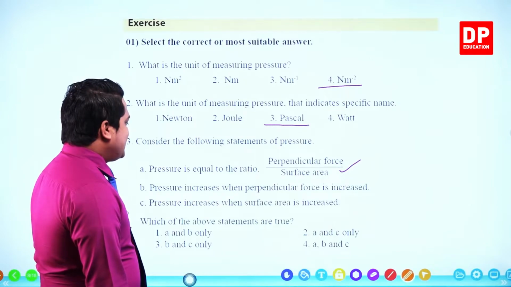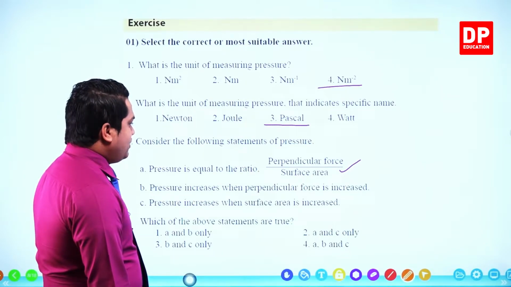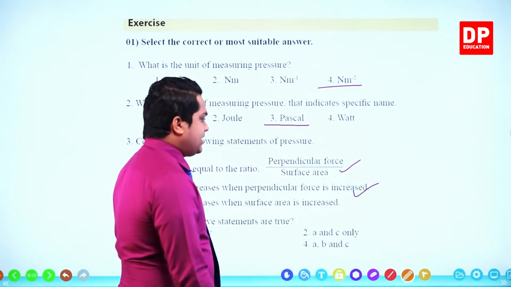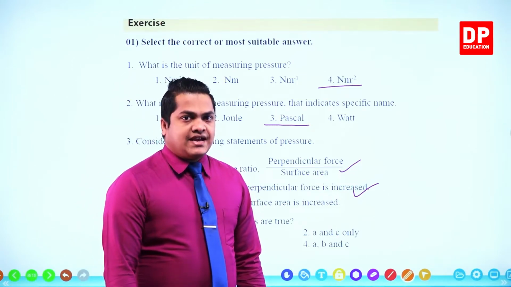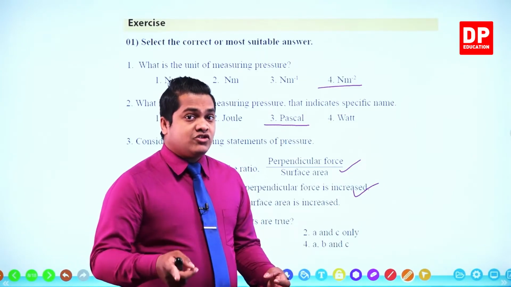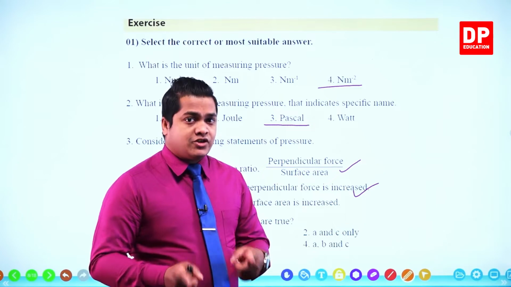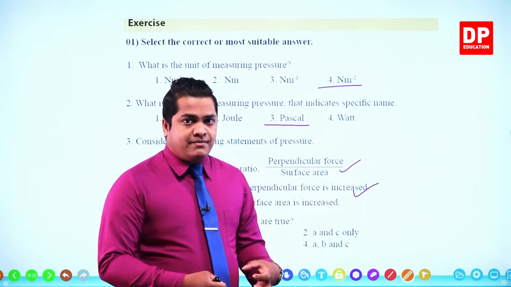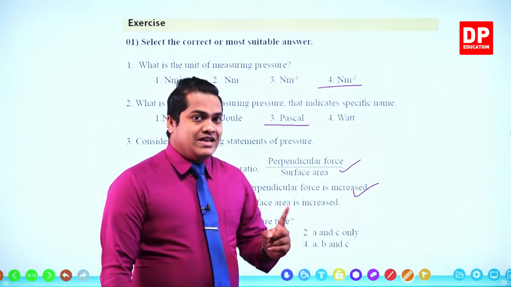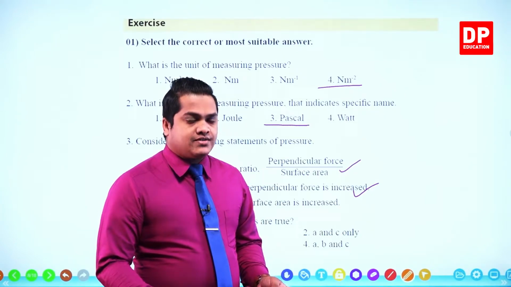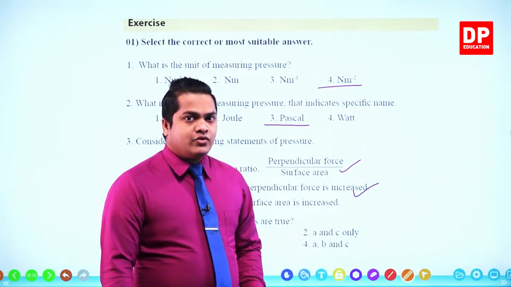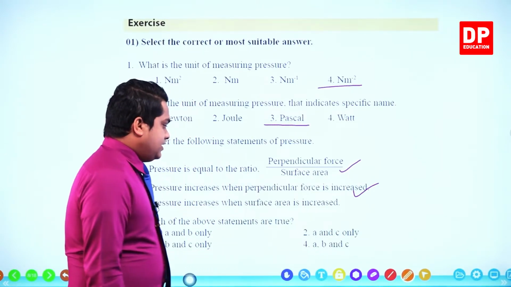Next one, pressure increases when perpendicular force is increased. That is also correct. You know that the perpendicular force and the pressure which is acting, these two factors have a direct relationship. An opposite relationship can be observed in surface area and the pressure. Upon increasing force, the pressure also increases. Upon decreasing the force, pressure also decreases. So they're directly related to each other. So it is correct.